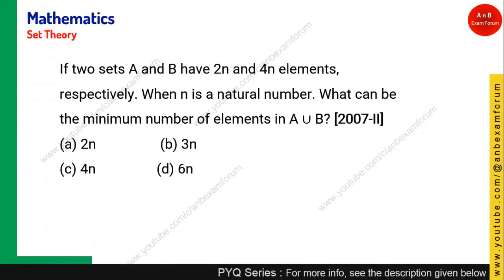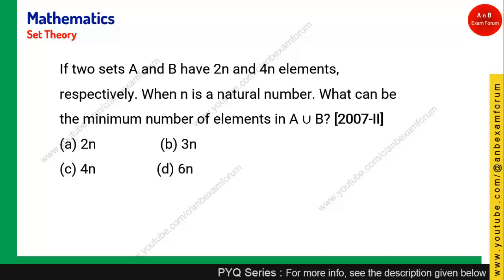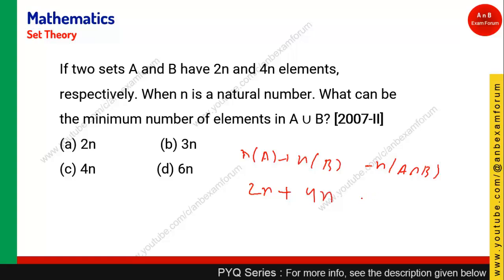So basically there are two sets having elements 2n and 4n, where n is a natural number. What is the minimum number of elements in A union B? Again, the first formula we have used: A union B is n(A) plus n(B) minus n(A intersection B). The number of elements in set A is 2n, and in set B is 4n. So it is asking for the minimum number of elements which can be in A union B.